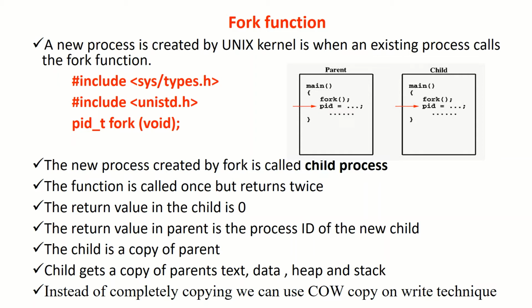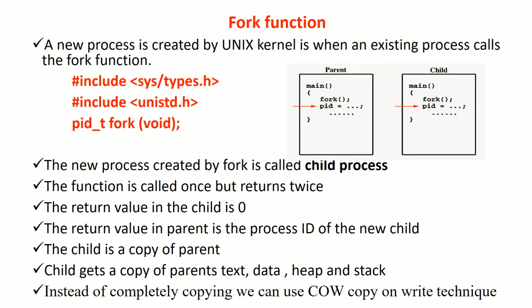The return value in the child is 0 when the child process starts. The return value in the parent is the process ID of the new child. When the process starts, a new process ID is generated. Then the child is a copy of the parent. Always remember that when fork starts execution, the copy of the parent's information is automatically transferred to the child.